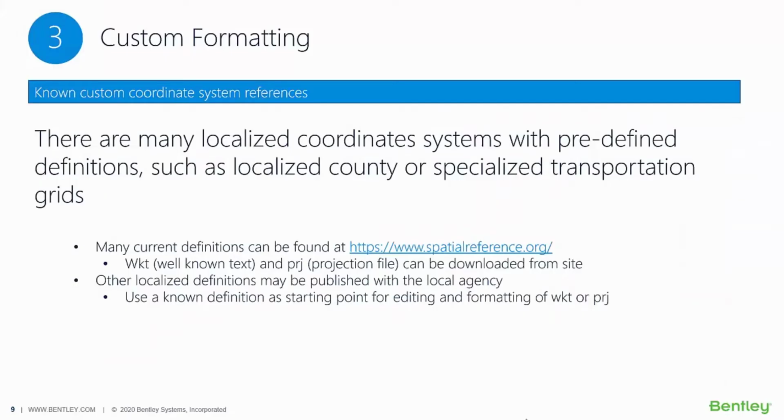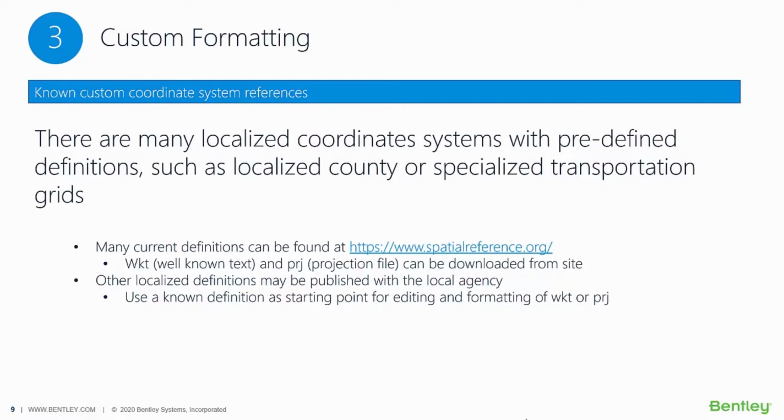So the next step in formatting a custom coordinate system is knowing what the definition of that system is. There are many localized coordinate systems with predefined definitions, such as localized county or specialized transportation grids. These can usually be found online from a site such as spatialreference.org.